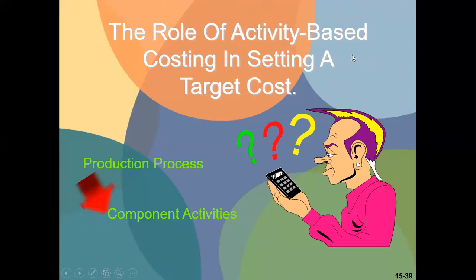So to continue, learning objective 6: what is the role of activity-based costing in setting a target cost? Remember, in our discussions about ABM and ABC, we said that ABC is the technique of determining the cost based on certain cost drivers and activities, and we will be able to determine the unit cost per driver on the factory overhead. So remember, activity-based costing is focused on the overhead costs.